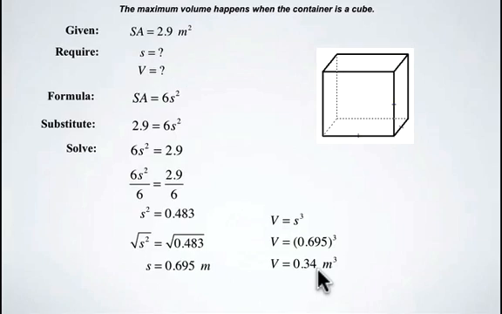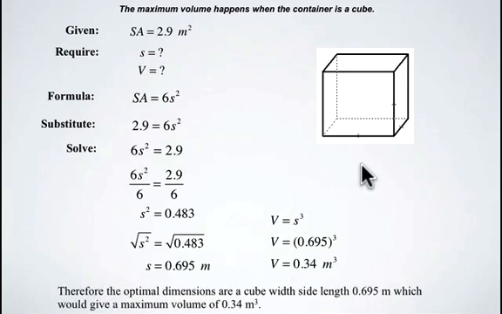0.34 meters cubed. So therefore, the optimal dimensions are a cube with a side length of 0.695 meters, and it'll give you a maximum volume for all of the items of 0.34 meters cubed.